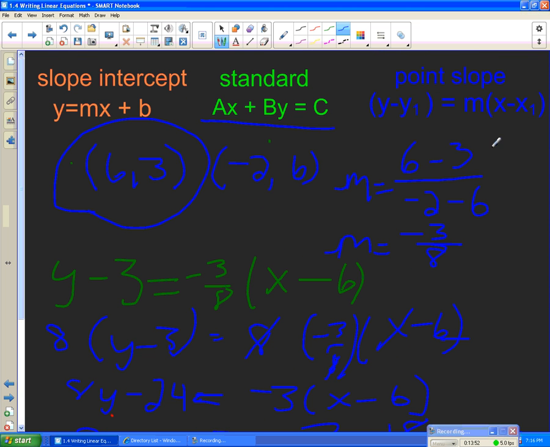Okay, so we've talked about ways to write linear equations in slope-intercept, standard, and point-slope form. Make sure you understand that point-slope typically is used to get to either standard or slope-intercept. And most of the time, your answer is going to be written in slope-intercept form. So go over this, study it. Let me know if you have any questions, and I'll see you in class.